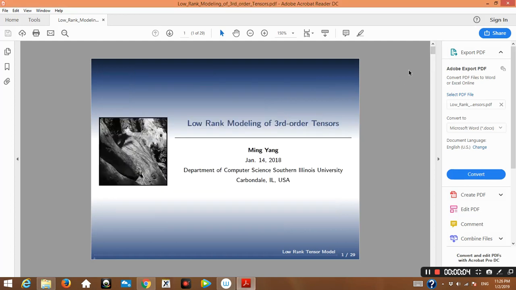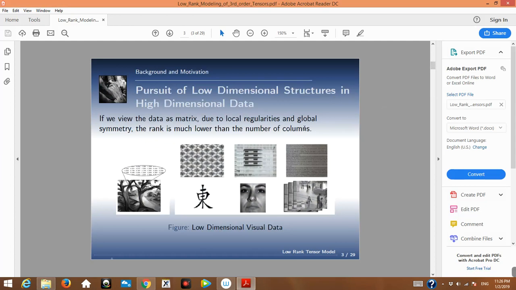Hello everyone. Today we are talking about low-rank modeling of third-order tensors. Firstly, we need to introduce what low-rank modeling is. Please look at those pictures.